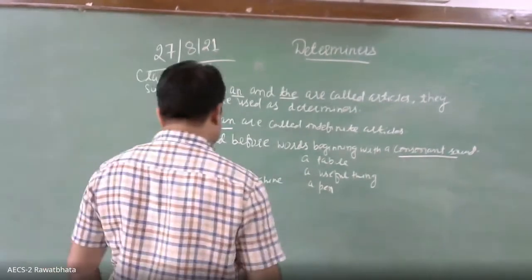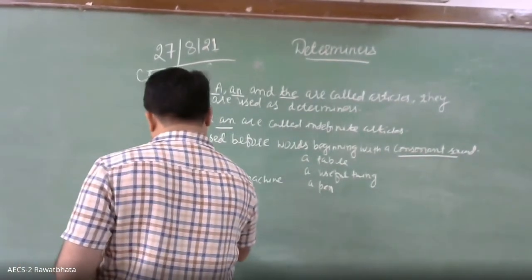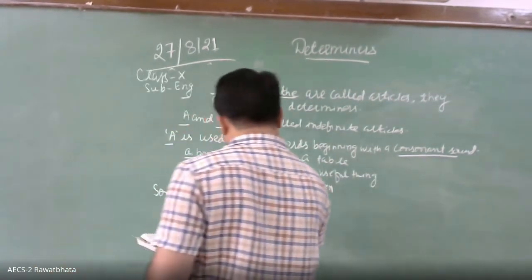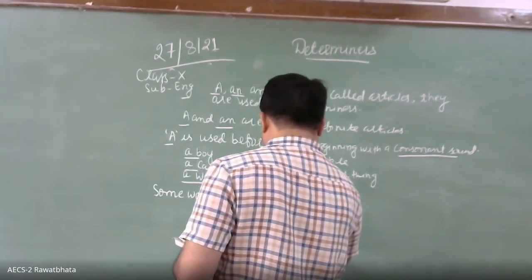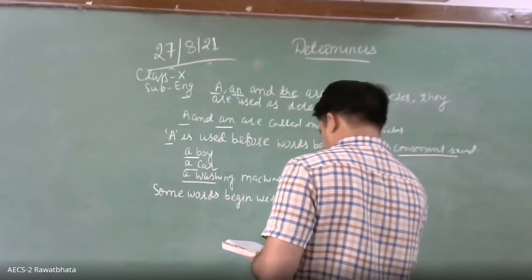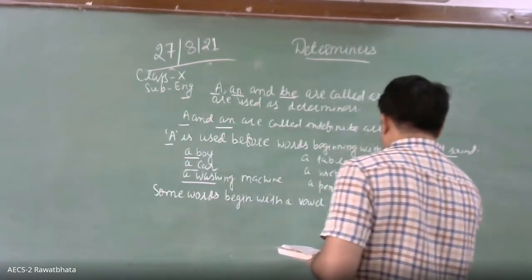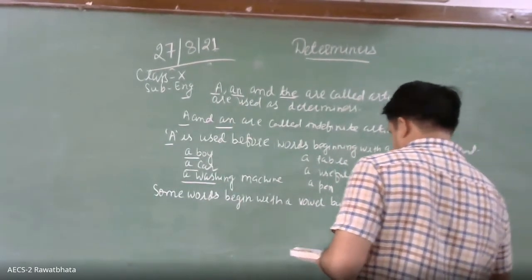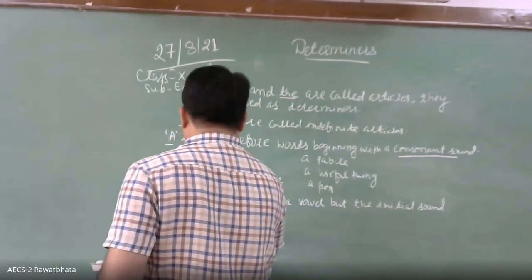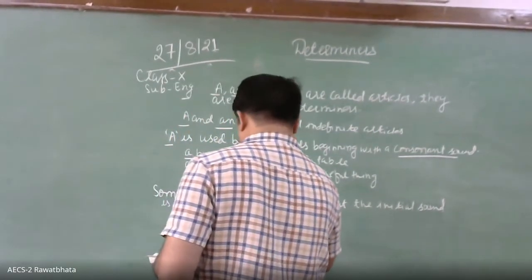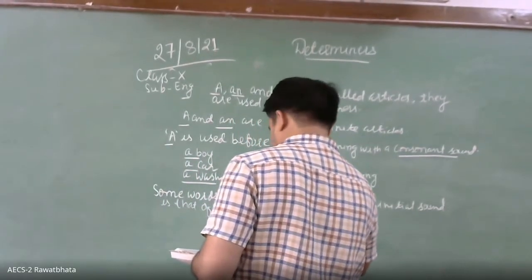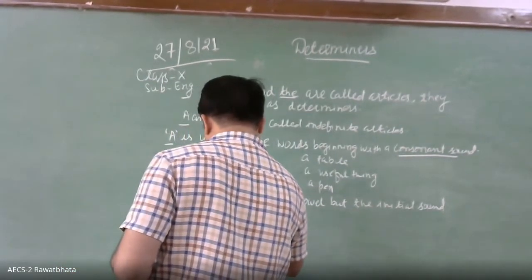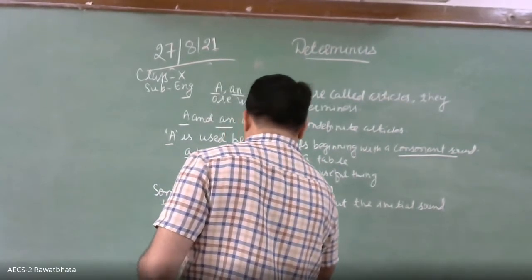Then you write, some exceptions are there. Some words begin with a vowel, but the initial sound is that of a consonant. Likewise, a one-eyed bat.